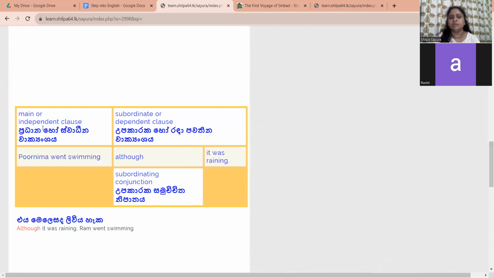So let's see. Main or independent clause. Main clause.